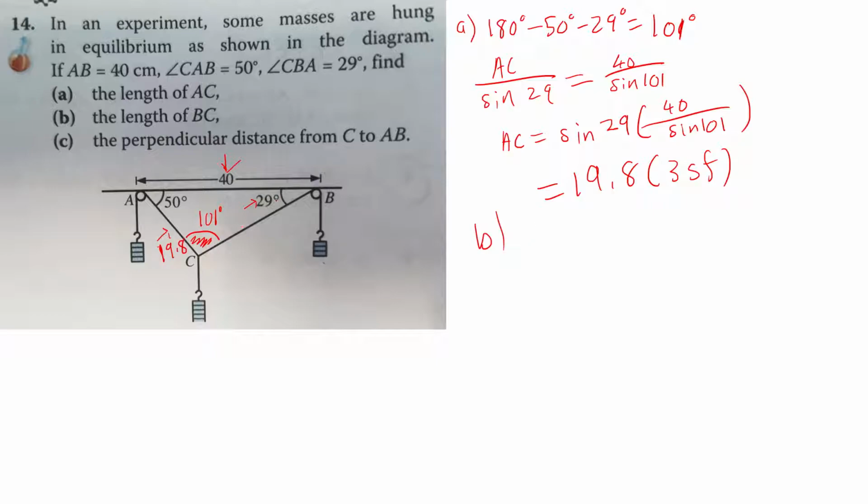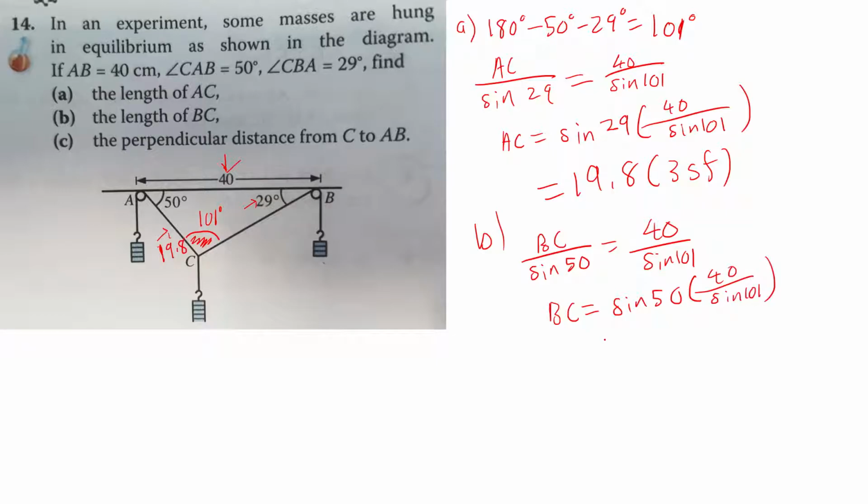B asks us to find BC. Very simple. Instead of taking 29, now we are taking 50. So BC over sine 50 is equal to the same pairing down here, 40 over sine 101. BC will be equal to sine 50 times 40 over sine 101. And this will give me 31.2 cm. This one is also cm, and 3 SF.